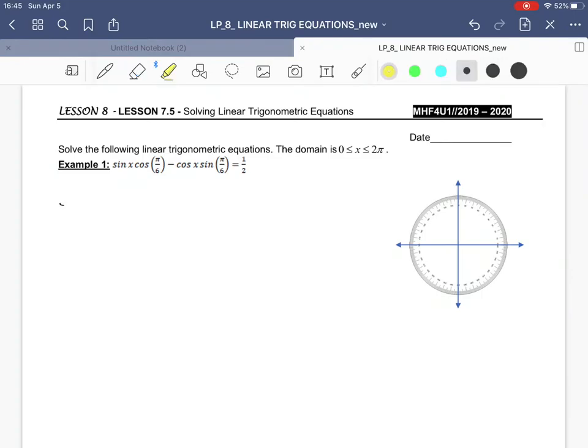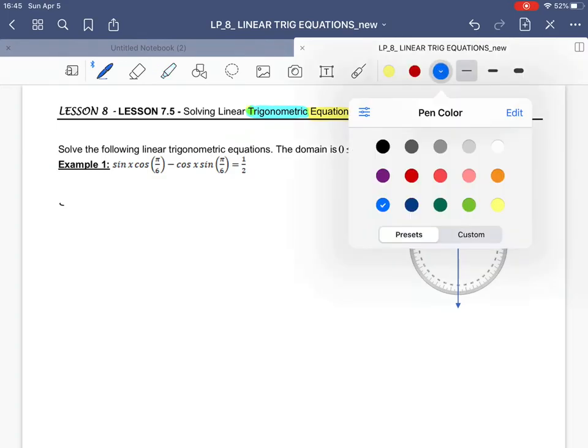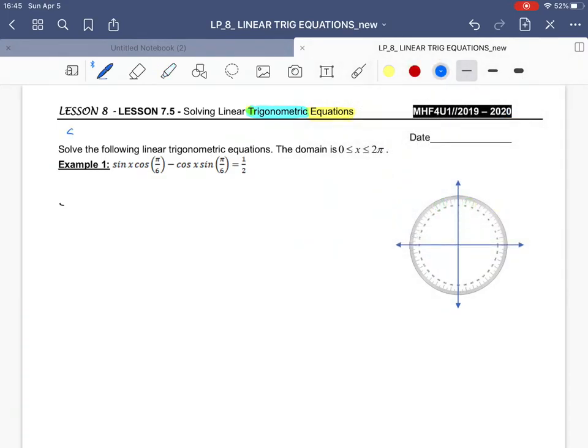So solving trig equations means that we are solving equations that will have the variables expressed in trigonometric form, meaning that this time we're going to see them in the form such as, say for example, sine of x, or cosine of x, or tan x, or cosecant x, or secant x, or cotan x, or some other variations of these forms. Now we're going to start solving linear trig equations.